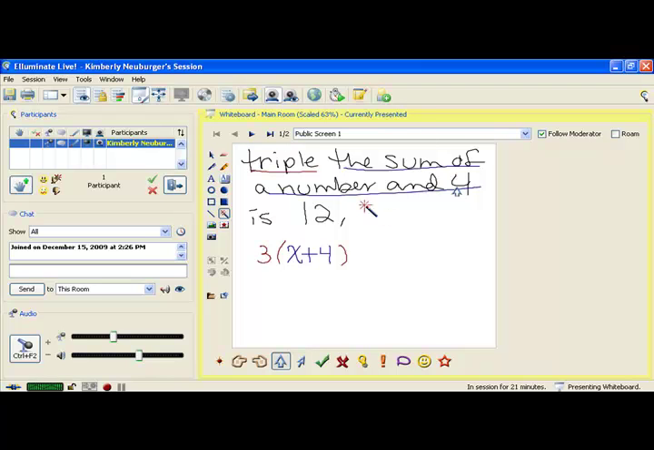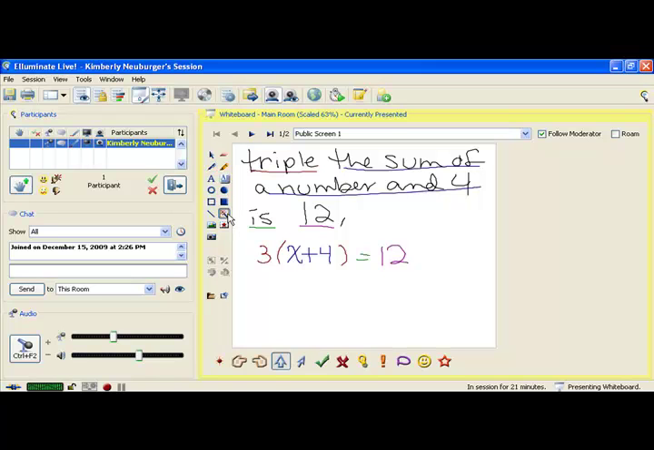So that gave us that part of the sentence. Now if we continue on, we have the word "is." If you'll remember from our grid we had earlier, "is" means equals. So we'll put an equals down. And then after that, we have 12 here, so we'll write that down.